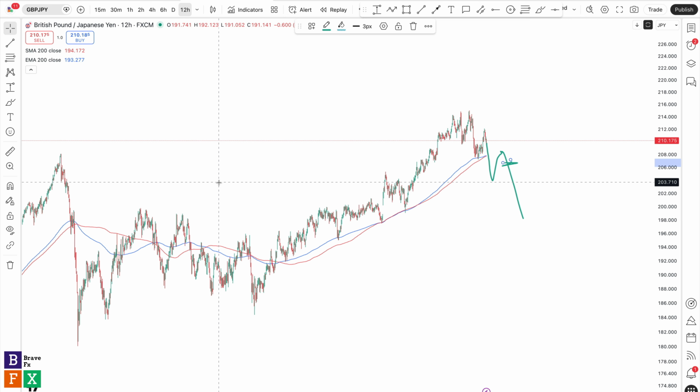There are different ways to confirm trend and market structure. You can use Fibonacci tools, you can use chart pattern formations, you can use breakouts, but this is just one of the simplest, most sophisticated ways.